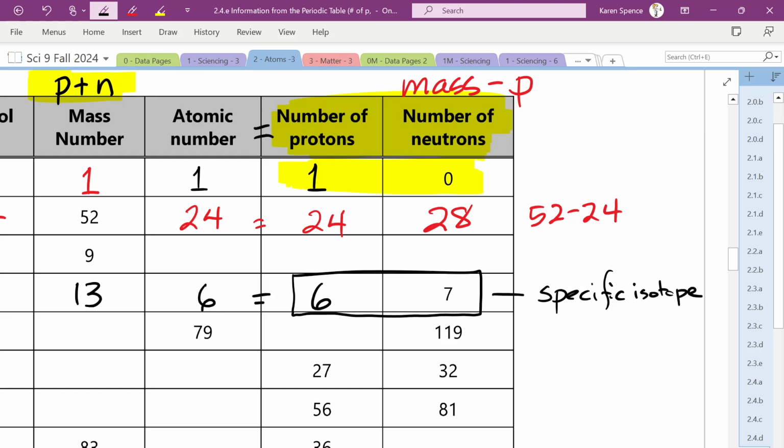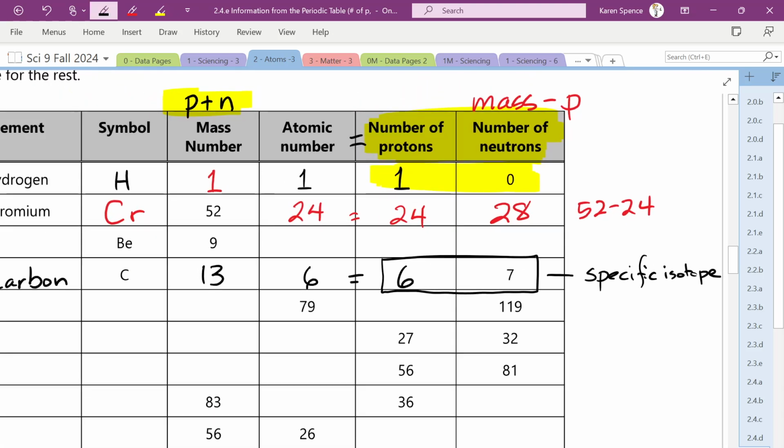This isn't just any old carbon atom. It's not an average carbon atom. It is carbon 13. This is carbon with a mass of 13. You will always be finding the mass of a specific isotope.